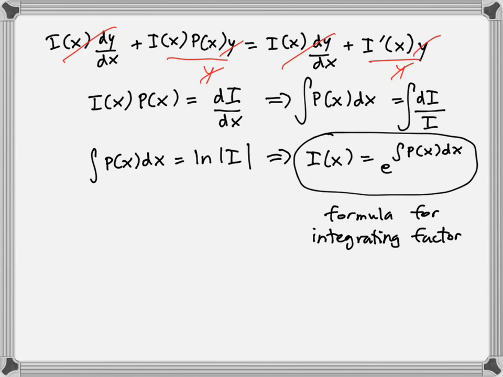Now, notice also I ignored the absolute value, and I also ignored the plus c that you get. That's because we only need one integrating factor. So even though you could use a negative sign and this would still work, you could also add a constant to this. It's not necessary. Okay? So this is our integrating factor. So let me go ahead and write out a step-by-step approach of how to solve a linear differential equation.